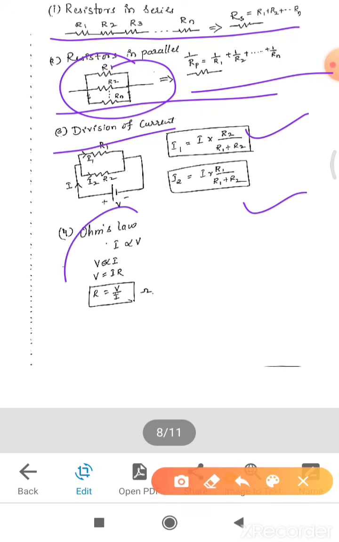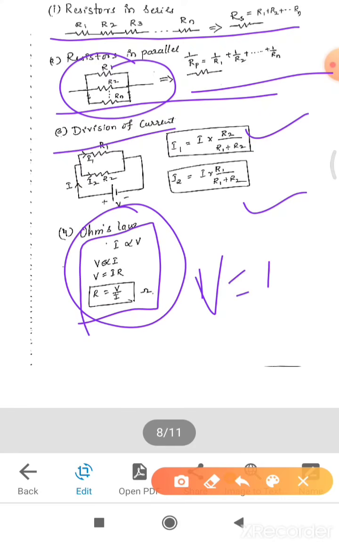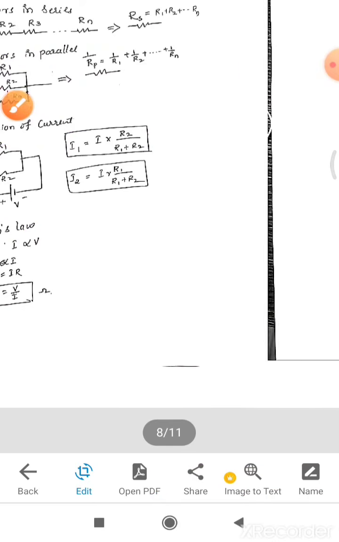And then Ohm's law. You're supposed to remember these formulas as well: V is equal to I into R, R is equal to V by I. So these are all your formulas.